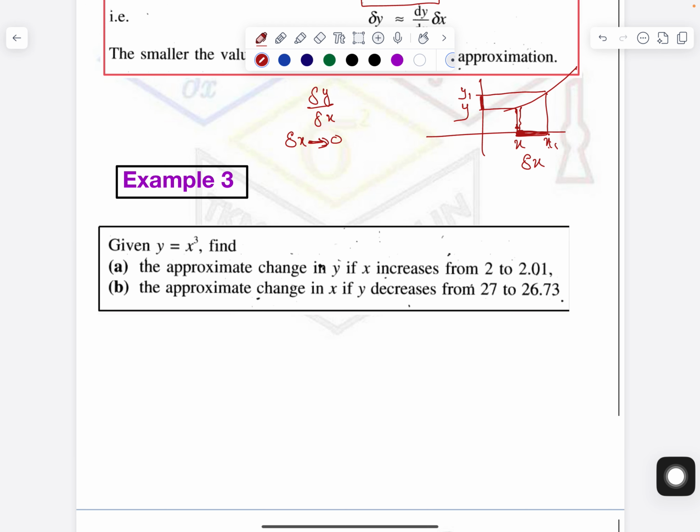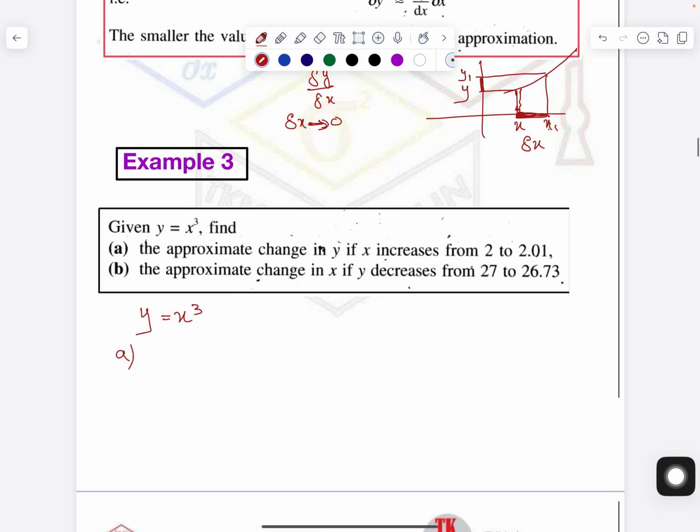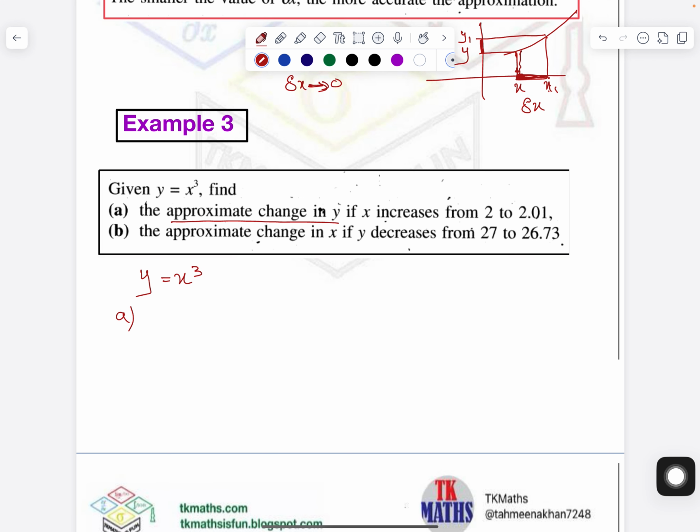Okay, so let's do part 1 first. The equation is given to me, y is equal to x cube. As per part 1, I have to find the approximate change in y. It means what I have to find out? Delta y. Don't forget the formula is delta y over delta x is equal to dy over dx. This is how we solve it. x increases from 2 to this point. So delta x is equal to 2.01 minus 2, which is equal to 0.01. And at any point, if you have to substitute the value of x, it will be 2, the initial value from where the change starts happening.